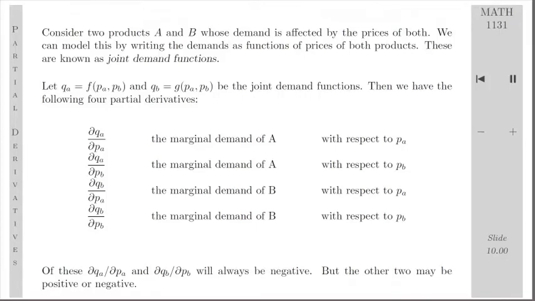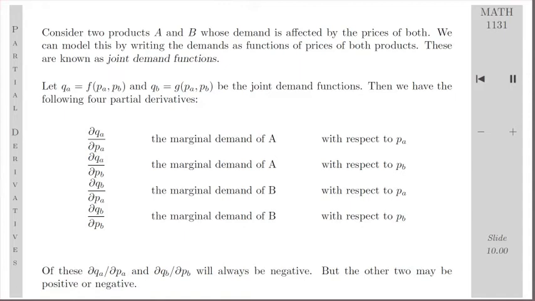Well, there is another concept in economics which can be treated in terms of partial derivatives. It's the concept of competitive and complementary products. So we're dealing with a situation where there are two products, A and B. The demand for those is affected by the price of both of them rather than just one. Demand for A is affected by the price of both A and B, and same for the demand for B.